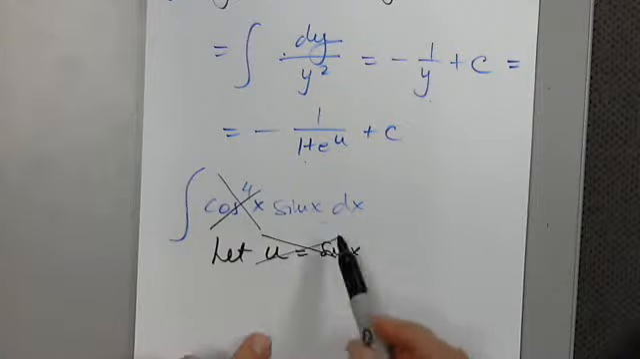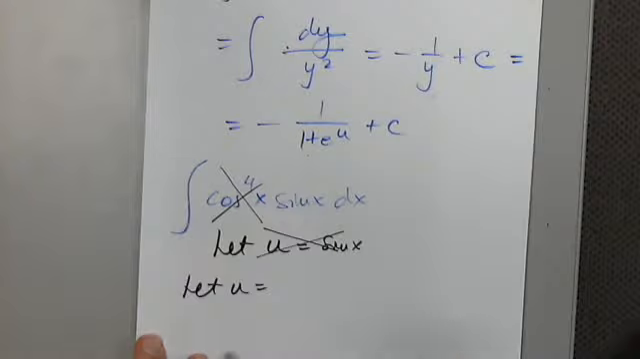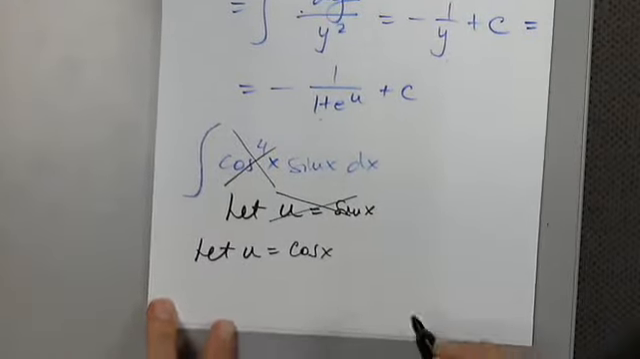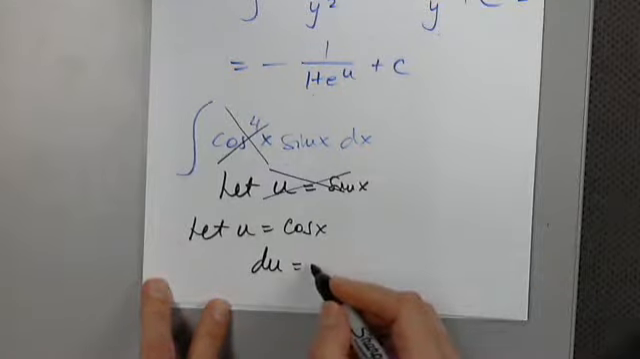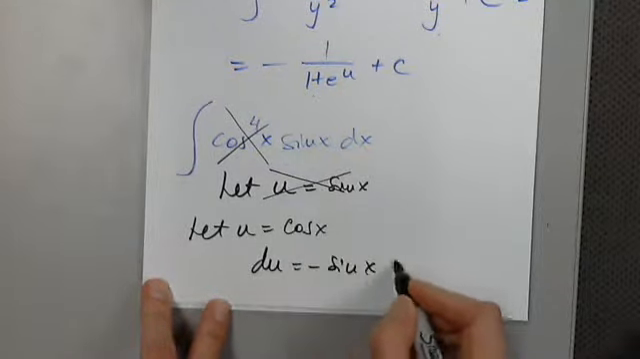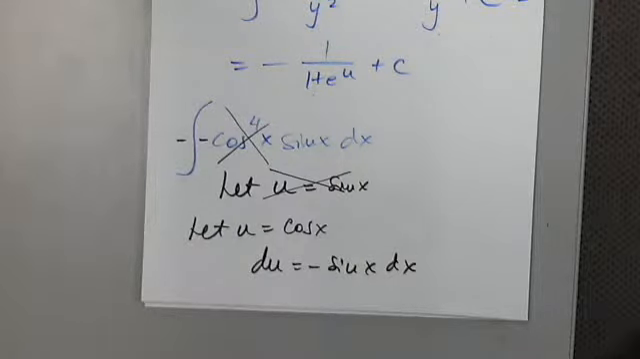So I will say, let u be cosine x. Is du in the problem? Almost. Negative sine x dx. I don't have any problem with making up a negative 1. I multiply by negative 1 twice. So then what will I say?